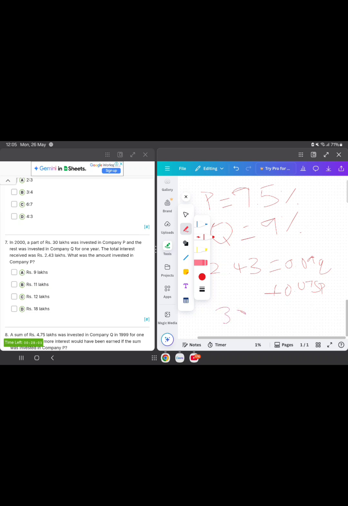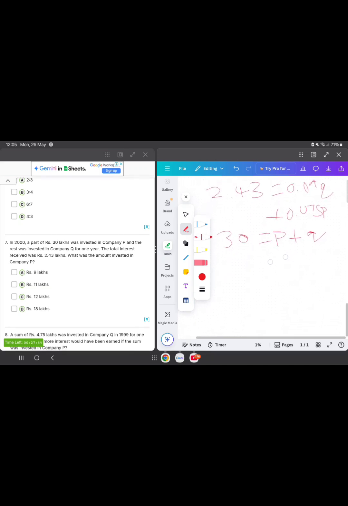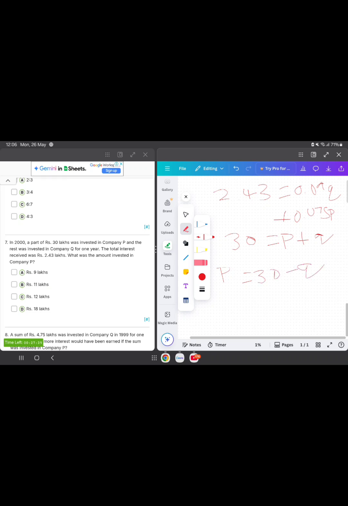So we've got 30 is equal to P plus Q. From the second equation, we can say that P is equal to 30 minus Q. So we'll take equation 3 and substitute it into equation 1.